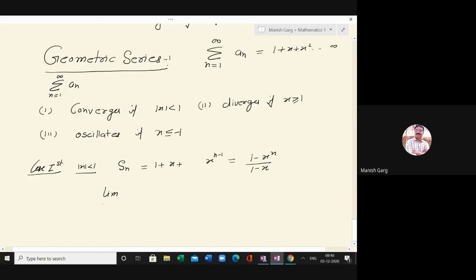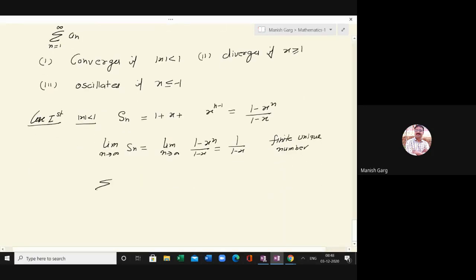What is the limit? x to the power n, this is less than 1, so this will be 0. So limit n tends to infinity of 1 minus x^n over 1 minus x is 1 upon 1 minus x, a finite unique number. So it means this series, n is equal to 1 to infinity an, converges.